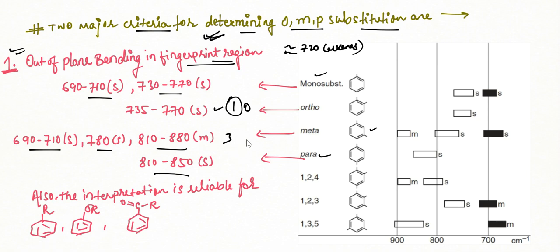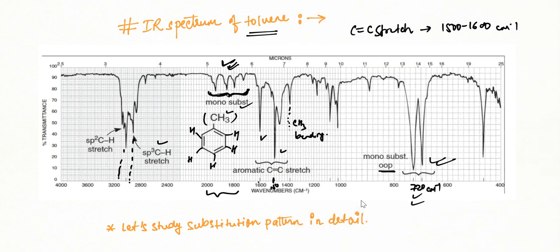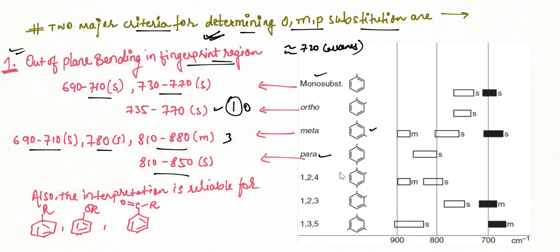So let me just get back to this area. This is our fingerprint region. Here we had two peaks, and that is why we can say it is mono substitution. If we have three peaks, then it would be meta. If we have one peak in this region around 750, then it is going to be ortho. If it is going to be greater than 800, 820, then it is going to be para substitution. Okay. So these were the bending vibrations, and I hope that you are able to understand. I hope that you are able to grab some knowledge from here.